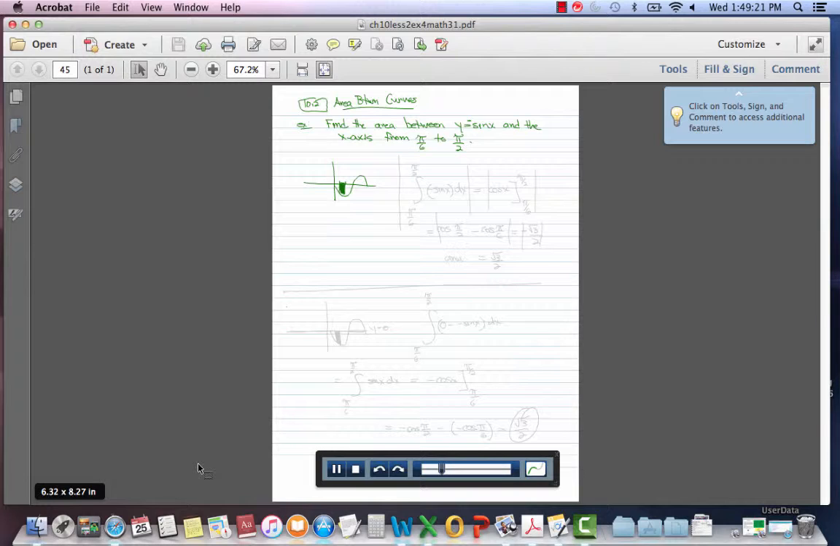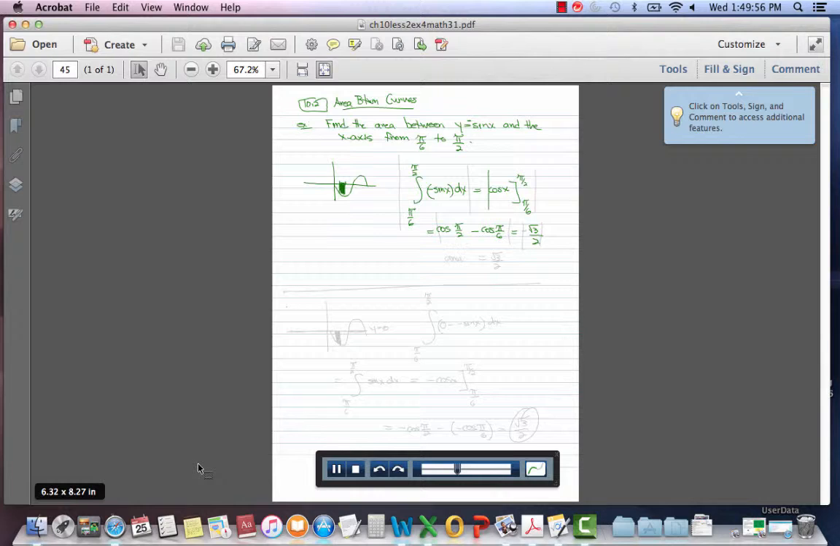Now, if you just tried doing the integral from pi over 6 to pi over 2 of negative sine x dx and find the answer to that, you're going to have cos x evaluated from pi over 2 to pi over 6. So cos of pi over 2 minus cos of pi over 6, which gives you 0 minus root 3 over 2, so negative root 3 over 2.